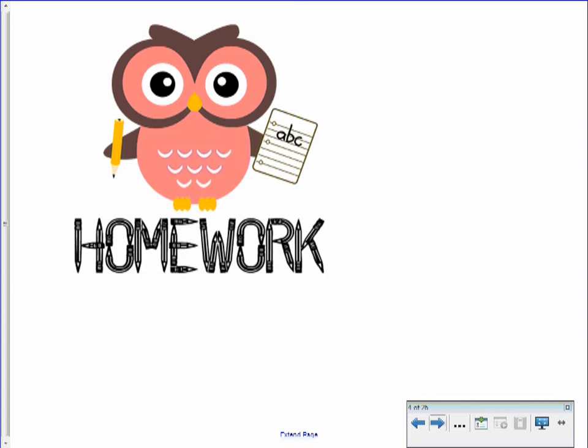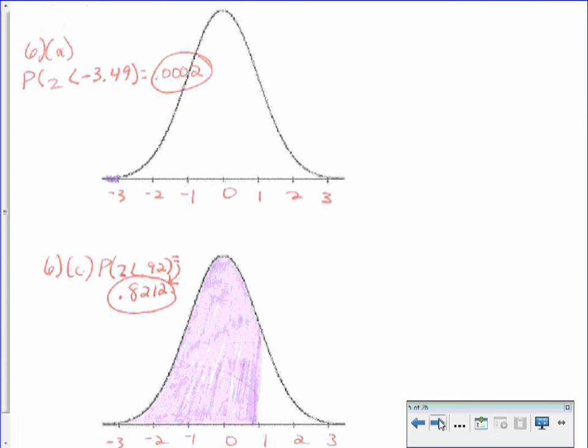Alright, so the first question's 8, we're dealing, no, 6. We're dealing with areas to the left, which is convenient because that means we're just coloring and using what numbers are available on our table. So the first one was z to the left of negative 3.49, which of course is not a whole lot going on out there. So I just scribbled a little bit out there to say, hey, it's out here somewhere. Which of course is not a very big probability, so we get 0.02.